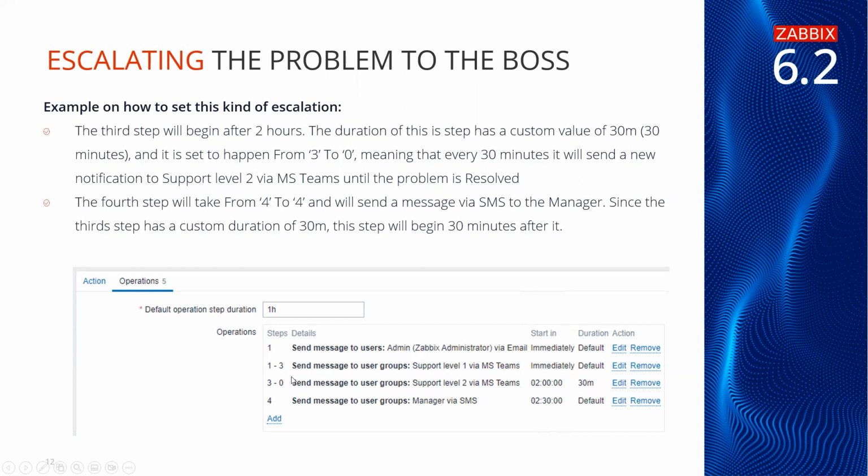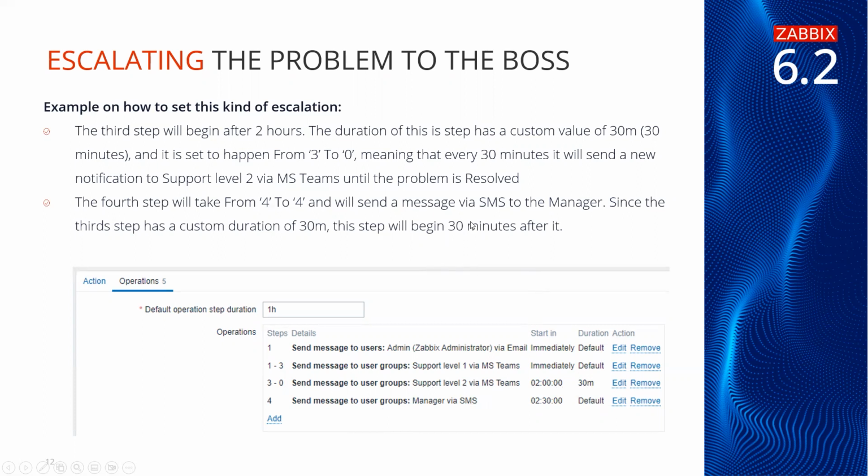In this example here, every 30 minutes the support level 2 is going to receive a new message. And after the first 30 minutes, the fourth step is going to be executed, sending the message to the manager via SMS.